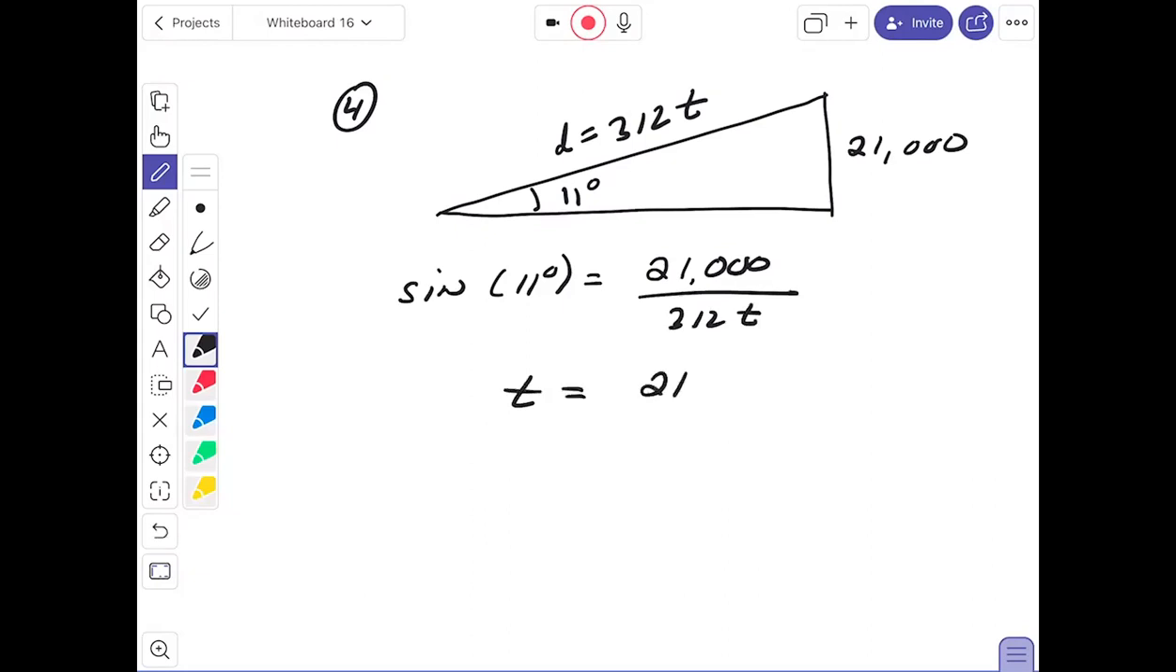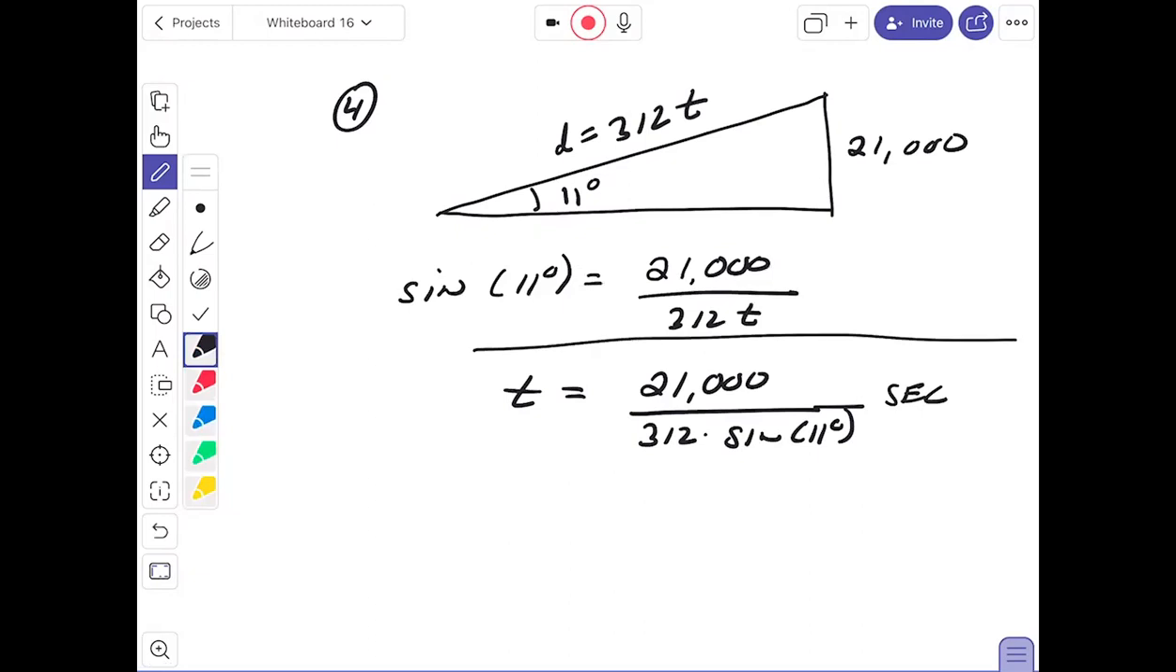T will be 21,000 divided by 312 times the sine of 11 degrees. All right. What's the unit on that? Seconds. Again, if this is an exam question, you would write that down and walk away. I definitely want to learn how to use a calculator though, and that's why we're asking you to practice this. So let's see if we can do that.